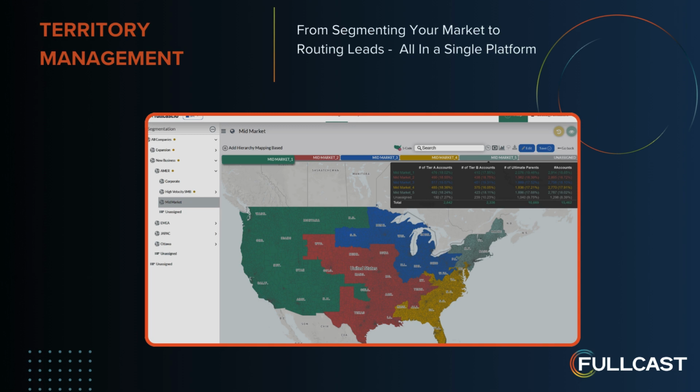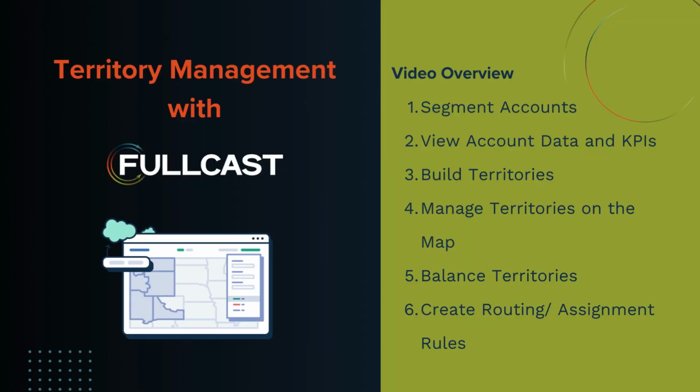This is an overview of the Fullcast Territory Management module. The Fullcast platform allows you to easily create territories for your sales and CS teams using a variety of methodologies. The platform connects directly with Salesforce, so once your territories are created, you can assign reps to territories and then those updates sync with Salesforce. Similarly, you can also easily manage runtime changes such as account moves.